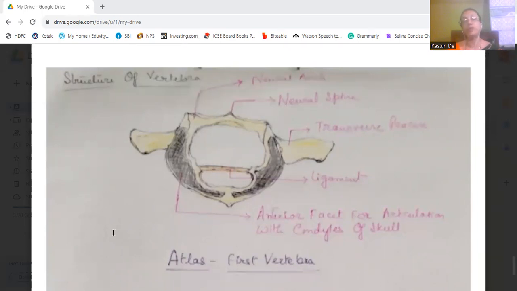Next we will come to the other vertebrae, mainly the axis and the other typical vertebrae. Then other portions are also left, so we will discuss them in the next video.